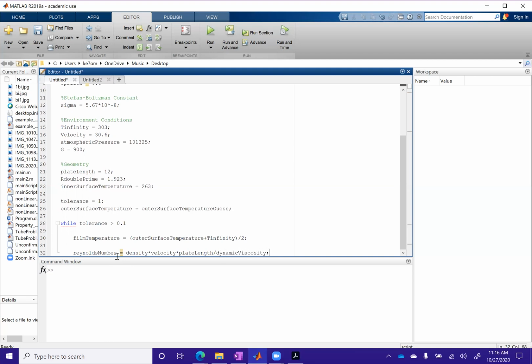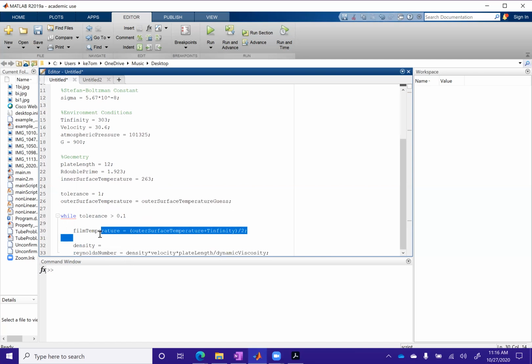So you'll notice I have a bunch of terms here I haven't defined yet. So let's define density. And this is where you can start using CoolProp, right? So you'd say py dot CoolProp dot CoolProp.